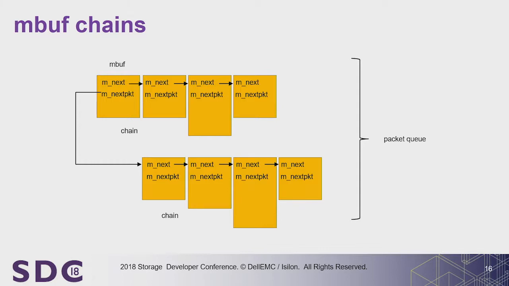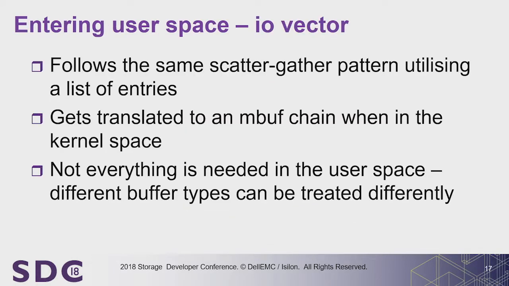So how could we try to use that? We could try to use something called IO vector, which would follow the same pattern. It would still involve the list, the chain list of entries. Those entries would represent memory buffers somewhere.